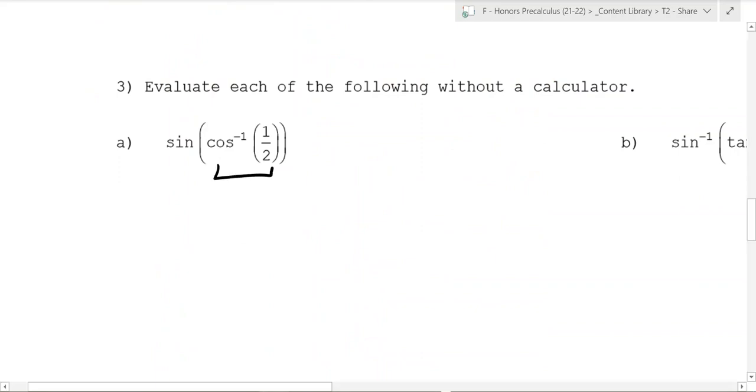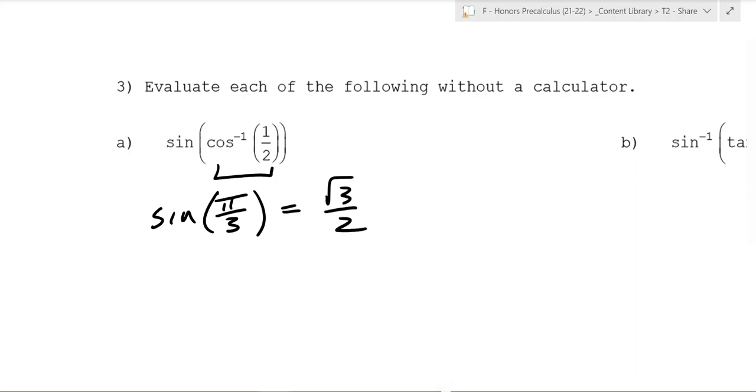Cosine inverse of 1/2 is the cosine of what is 1/2. The cosine of pi over 3 is 1/2. Now the inverse was already there, so we're leaving it just one answer. And then the sine of pi over 3, you need to know that that equals root 3 over 2. That is something in the unit circle, and it's in the first quadrant, so you really got to know it.